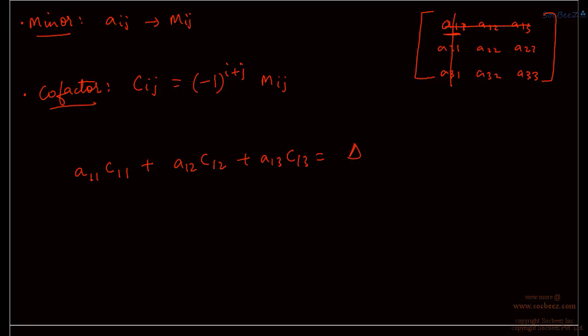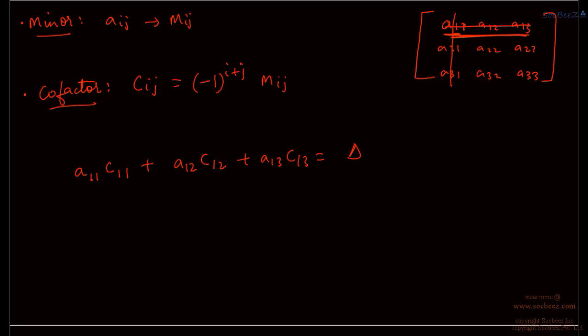This is nothing but a determinant, which is denoted by the Greek symbol delta here. So suppose I take the first row. A11 and its corresponding cofactor C11, I multiply. Similarly I multiply A12 and C12, similarly A13 and C13, and I add all of them. What I get is nothing but the determinant delta.